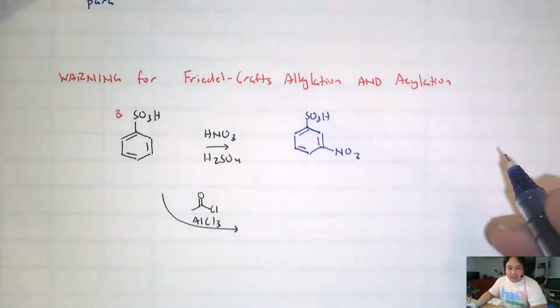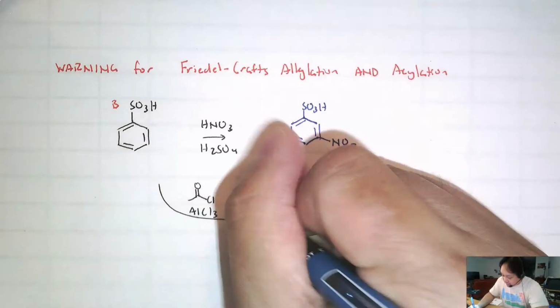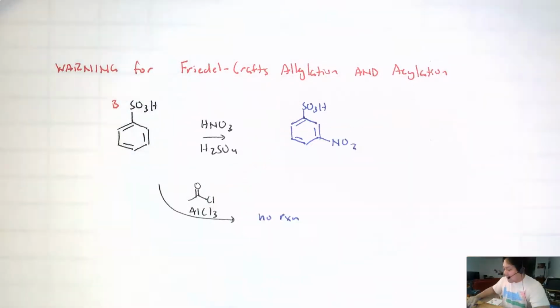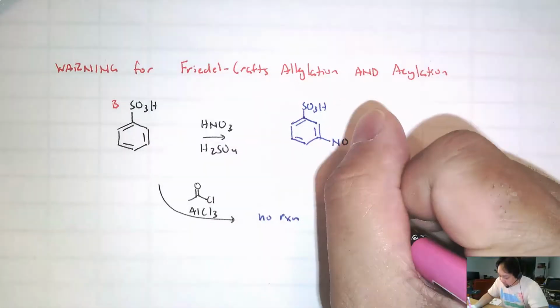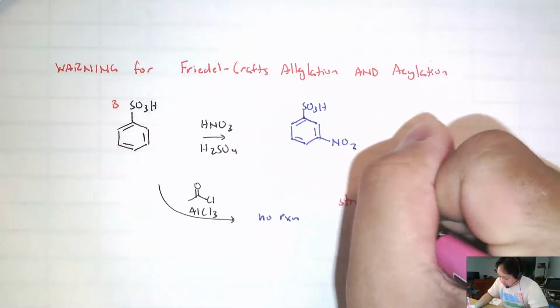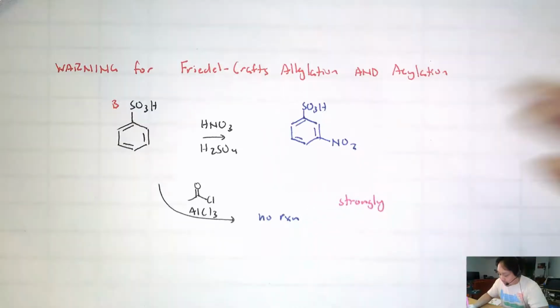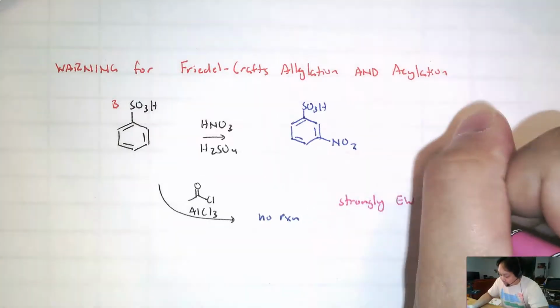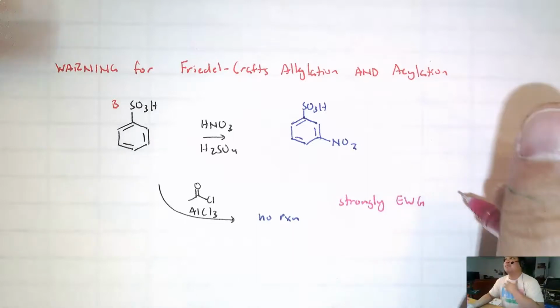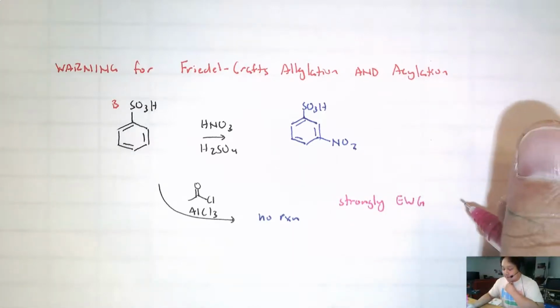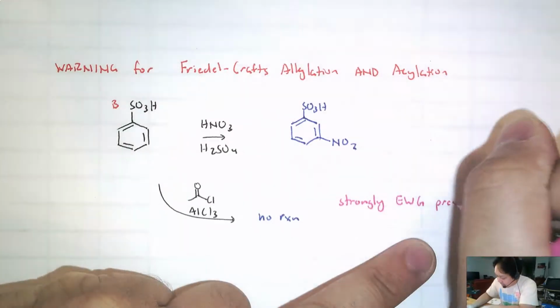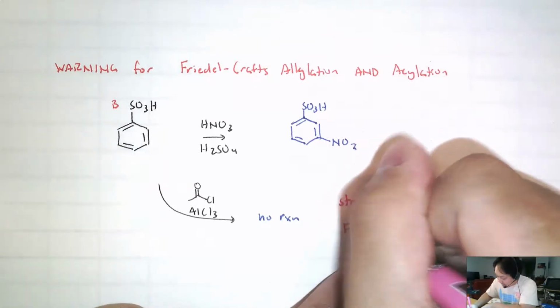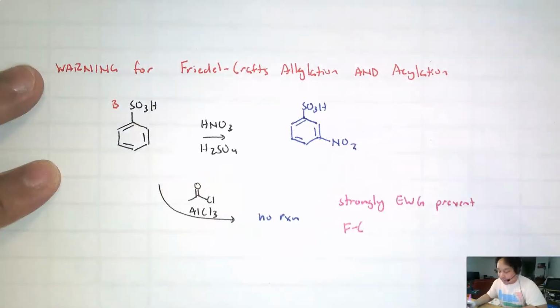I would want my class to write no reaction. And the reason for that is strongly electron withdrawing groups prevent Friedel-Crafts, both the alkylation and the acylation, from happening.